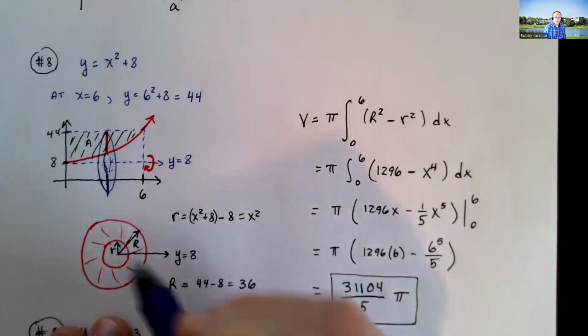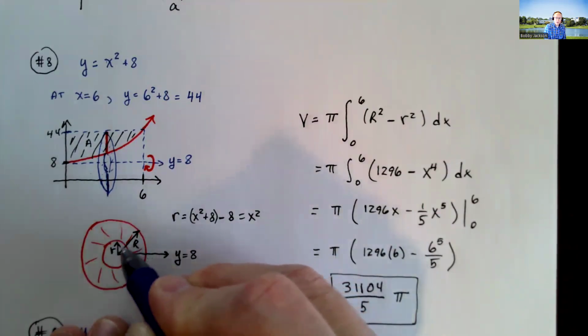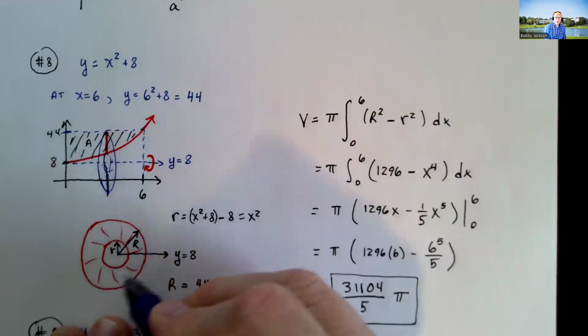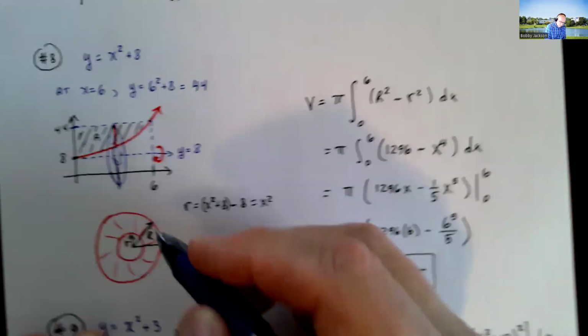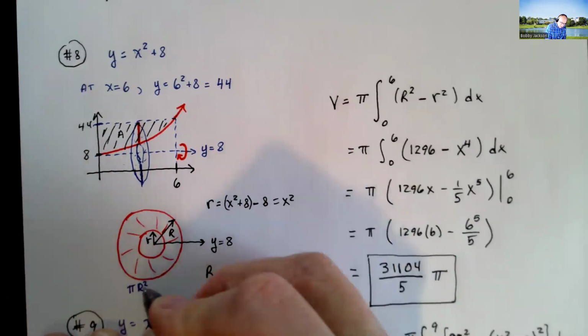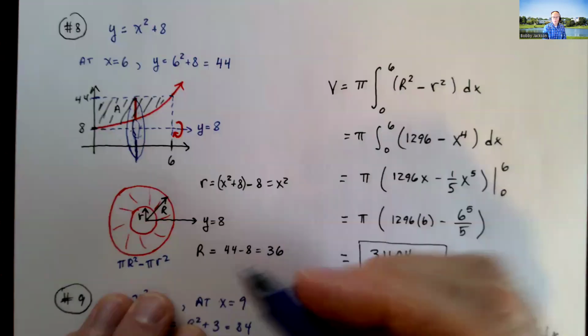The axis of rotation again is y equal 8. I call little r the radius of the hole, the inner circle, and big R the radius of the outer circle. And basically, the cross section area is just going to be pi big R squared, the area of the big circle, take away pi little r squared, right? And that's the washer method, basically.